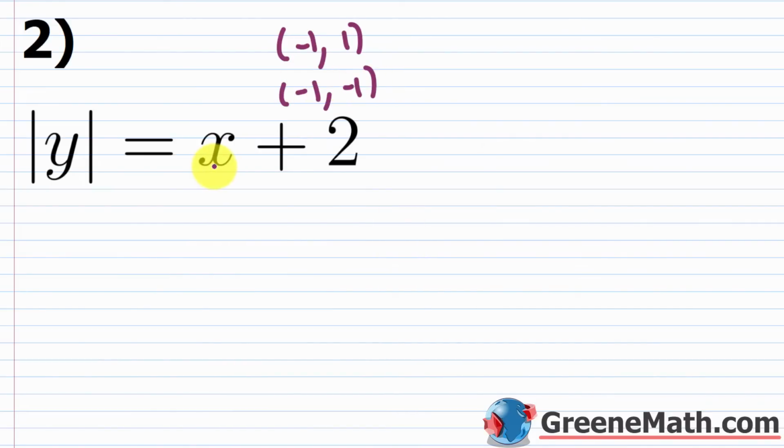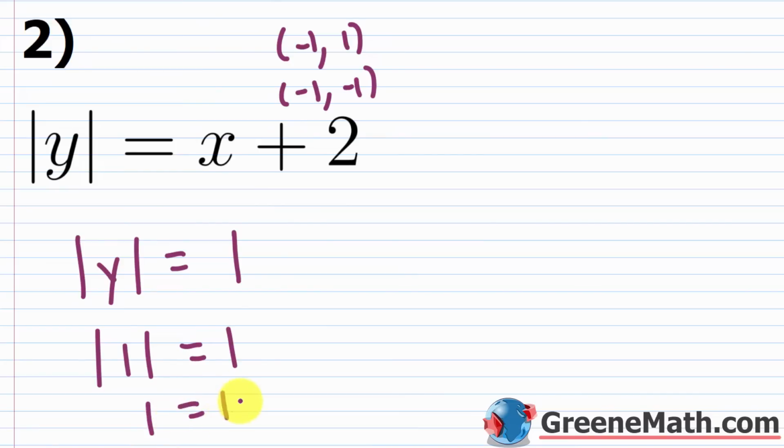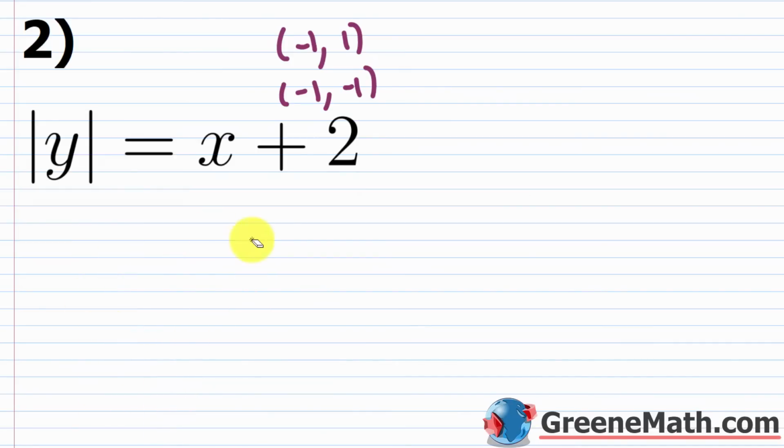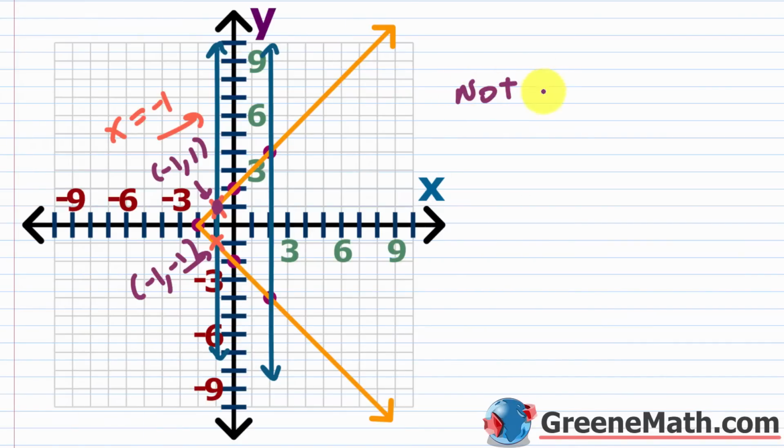If I plug in a -1 for x, we have the absolute value of y is equal to -1 plus 2, and -1 plus 2 would be 1. If I said the absolute value of y equals 1, then y could be 1 or y could be -1. Think about it. If I plugged in a 1 there, the absolute value of 1 is equal to 1, right? That's a true statement. If I plugged in a -1, the absolute value of -1 would also be 1, so 1 equals 1. That's a true statement. So for each x, there's not one y. For this x value of -1, there's a y value of 1 and also a y value of -1. So this is not going to be a function. Let's come back down here and put not a function.